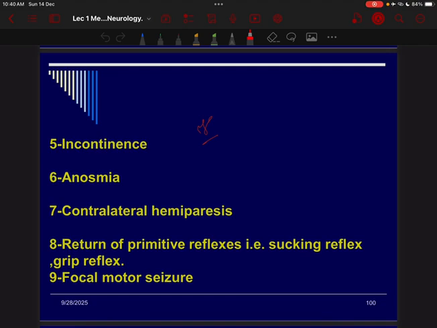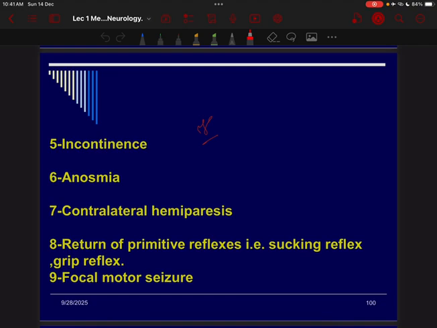Also incontinence, in the frontal lobe because of bladder control, and anosmia, because the olfactory fibers go through the frontal lobe. And contralateral hemiparesis. Also return of primitive reflexes like the sucking reflex and grip reflex. Finally, focal motor seizure sometimes. These are the points of frontal lobe syndrome.